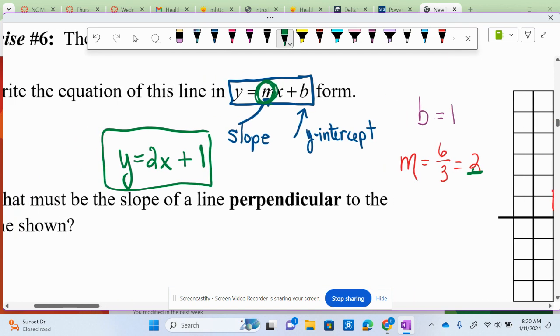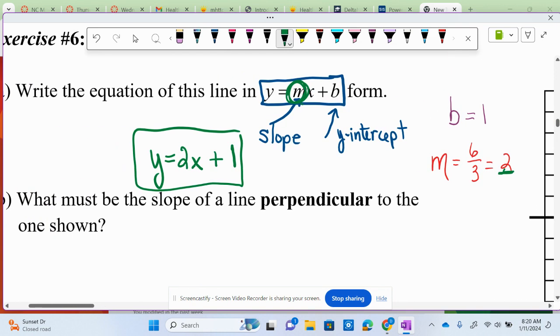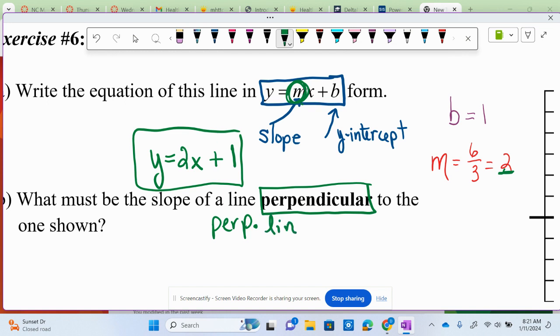Okay. So the second part of this says, well, what must the slope of the line that's perpendicular to the line that's shown be? What do we know about? So let's talk about perpendicular lines. Yesterday I asked you about parallel lines. Today let's talk about perpendicular lines. So perp lines, I abbreviate as much as possible, sorry. And the symbol for perpendicular lines is an upside down capital T. It's really what it looks like. It's an upside down capital T. So what do you know about perpendicular lines? Anybody? Tell me things that you know about perpendicular lines.